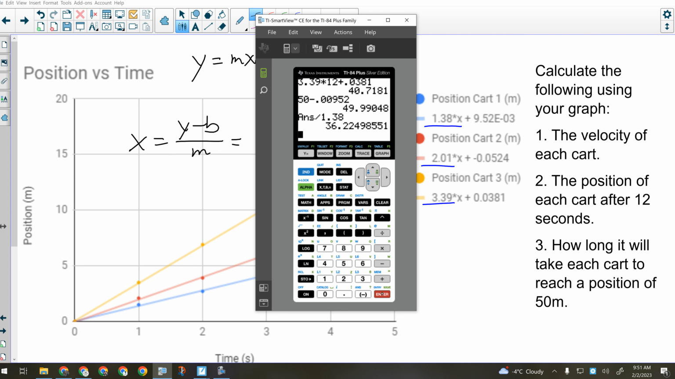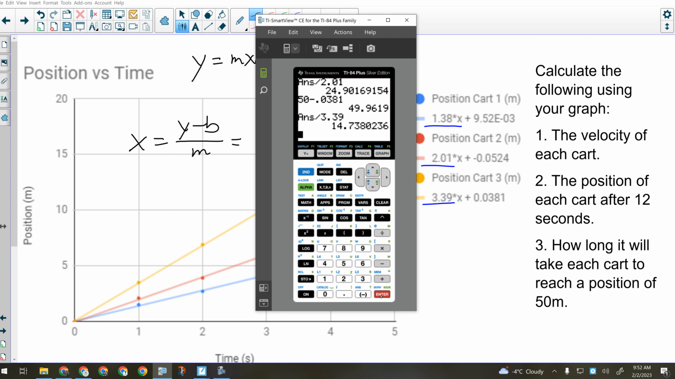For cart number 2, we're going to have 50 minus negative 0.0524 divided by 2.01. So that should take 25 seconds. And then for cart number 3, we're going to have 50 minus 0.0381, and then we're going to divide that by 3.39.